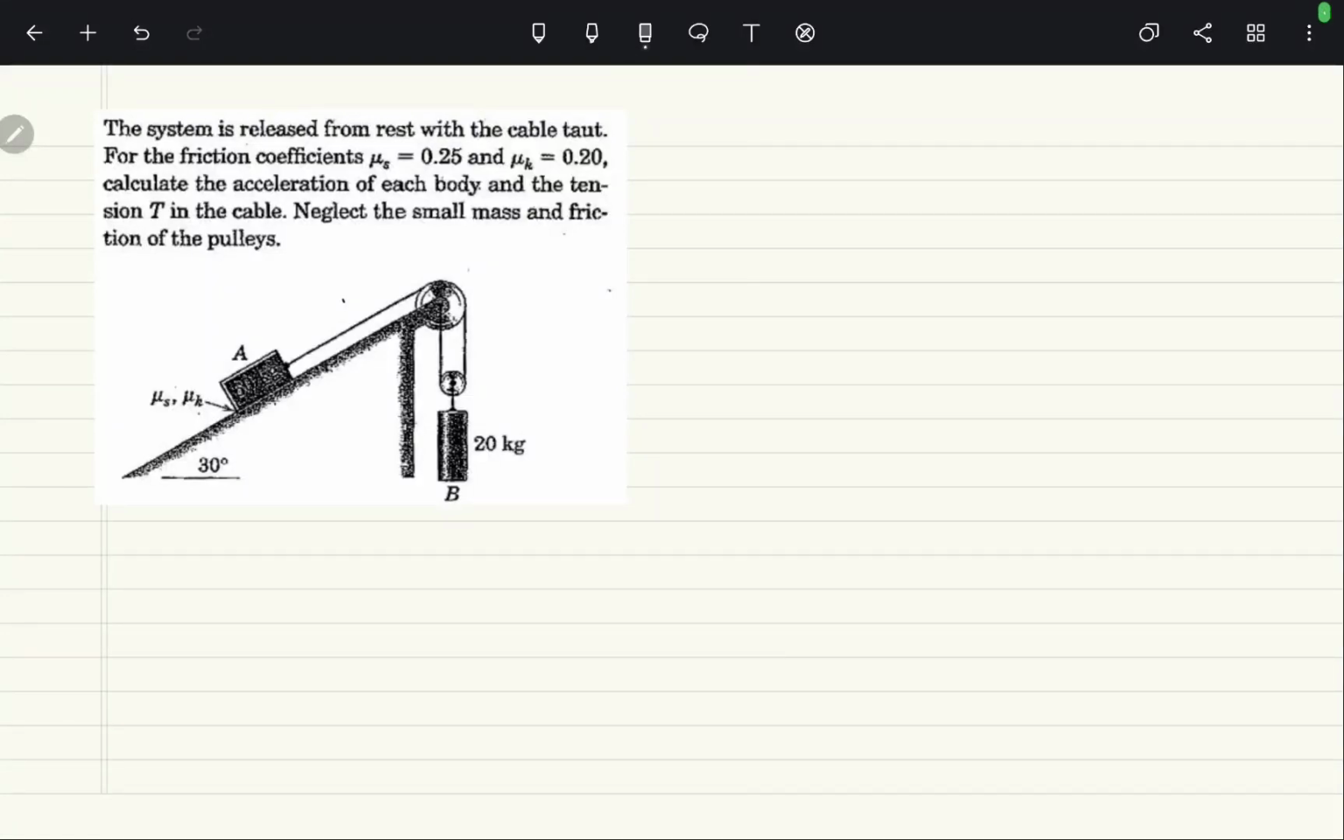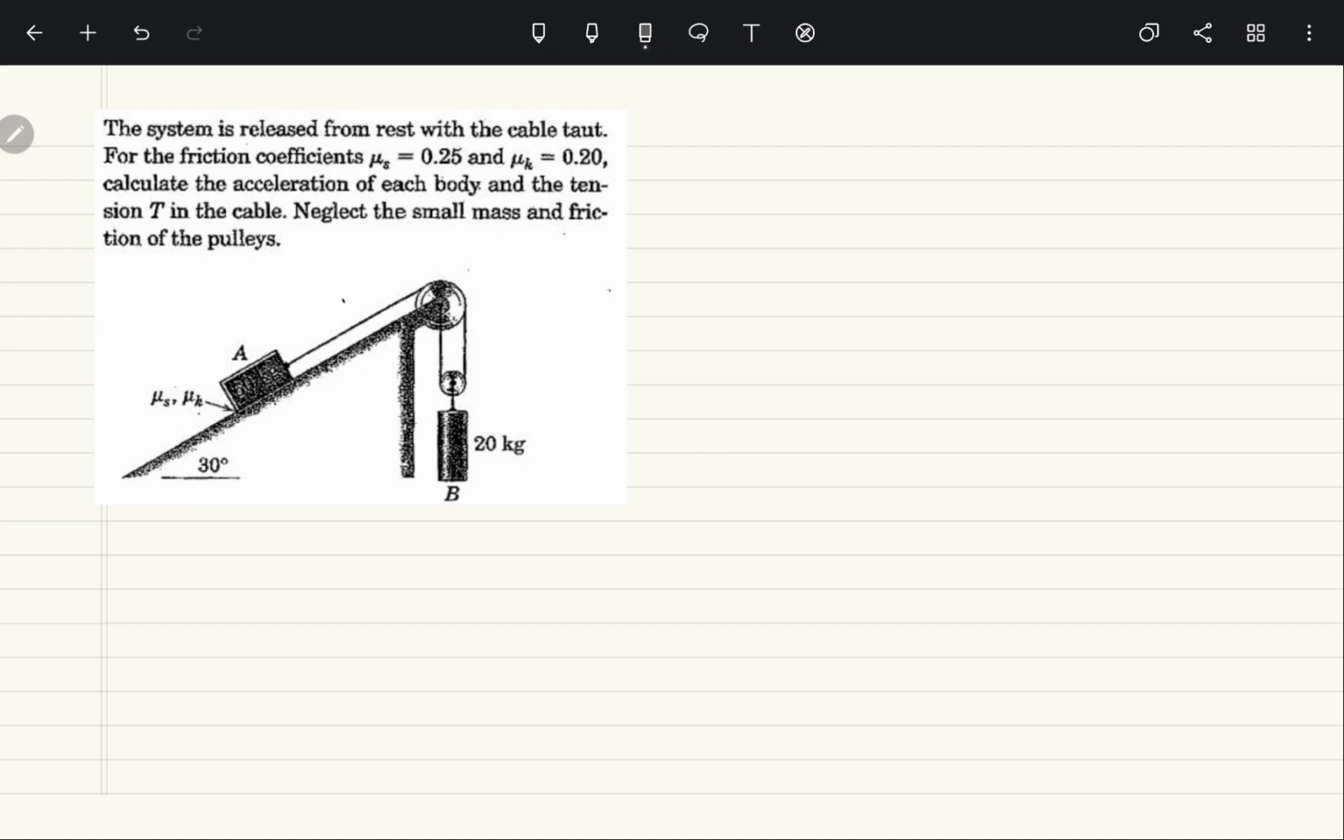Okay, so the question is, there's a system which is released from rest, with the cable taut, and the friction coefficients mu s and mu k are given. We need to find the acceleration of each body and the tension in the cable, and assume the mass and friction of the pulley are negligible.